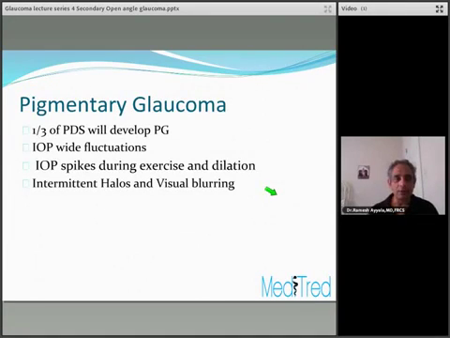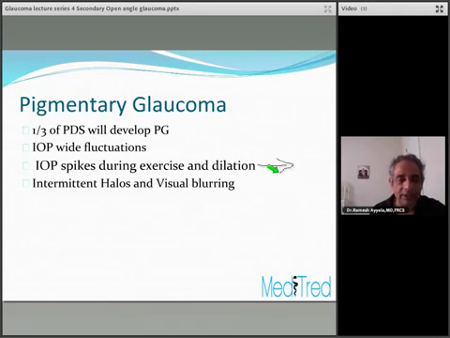So to remember, pigmentary glaucoma: a third of the pigment dispersion syndrome patients will go on to develop pigmentary glaucoma. The intraocular pressure in these patients fluctuates widely. The IOP spikes during exercise and dilation. And so it's not uncommon for these patients, especially after jogging or following dilation, to release a burst of pigment into the anterior chamber, which will block the trabecular meshwork, compromise the trabecular outflow pathway even more, causing the pressure to shoot up to the 40s and 50s.